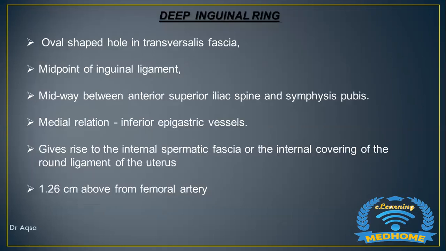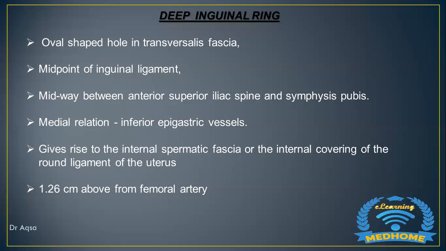Now, what is the deep inguinal ring? It's an oval shaped hole in the fascia transversalis. Now, what is fascia transversalis? It is the fascia which is covering the transverse abdominis muscle. That is known as fascia transversalis.